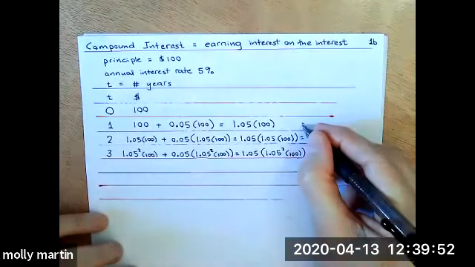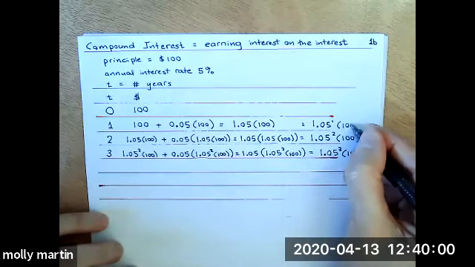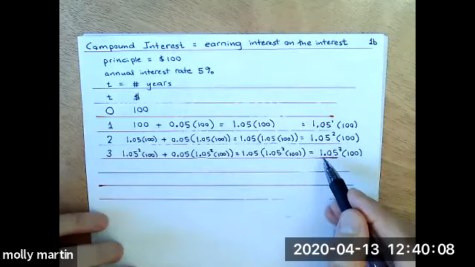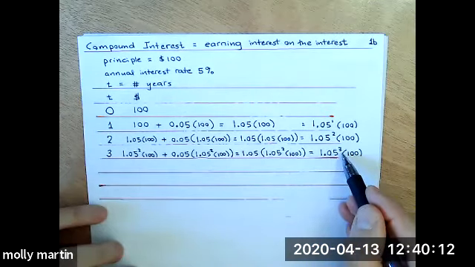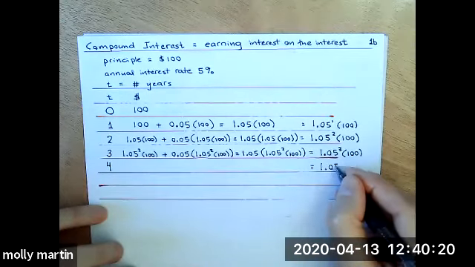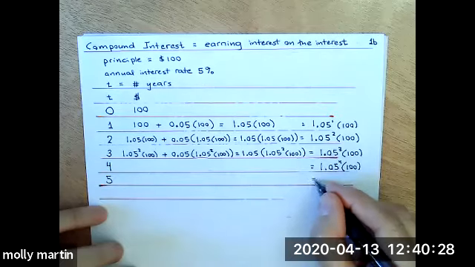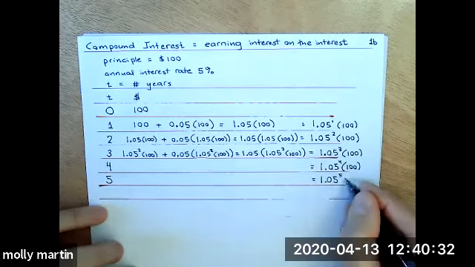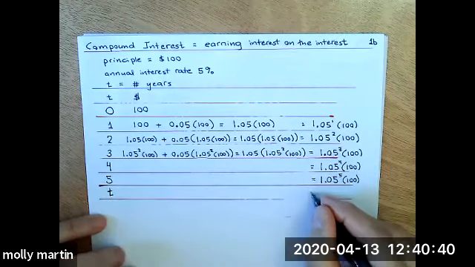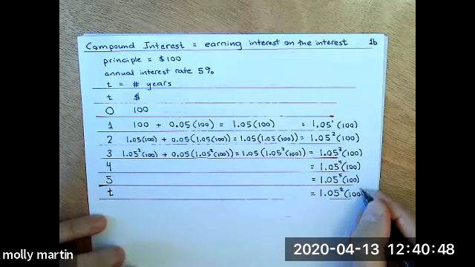So you're probably starting to see the pattern. At the end of 1 year, you have 1.05 to the 1 times 100. After 2 years, 1.05 squared times 100. After 3 years, 1.05 cubed times 100. If we follow this pattern, after 4 years, we'll have 1.05 to the 4th times 100. After 5 years, 1.05 to the 5th. So after t years, I'll have 1.05 to the t times 100.